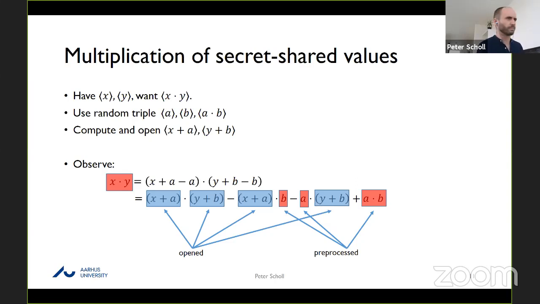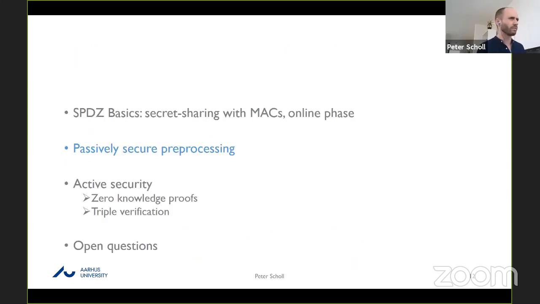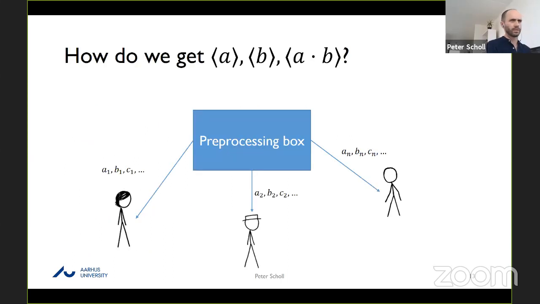There's one part I missed out, which is how you actually create these shared values at the input layers to begin with. That needs a little more from the preprocessing, but it's quite straightforward, and I won't go into that now. Okay, so do we have any questions before I move on? Okay, I'll assume no. Great. So let's move on to this preprocessing phase.